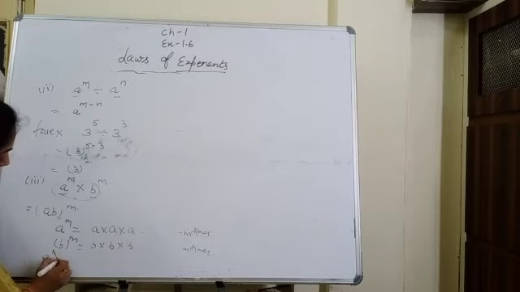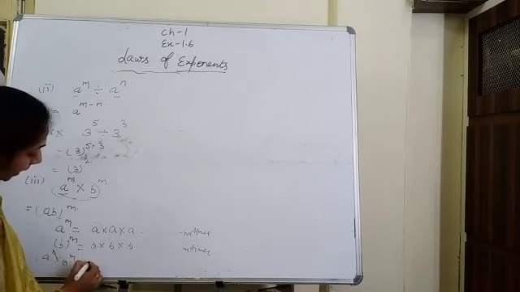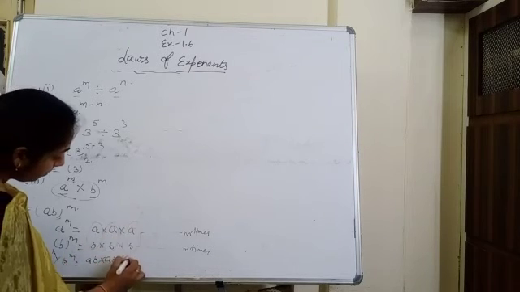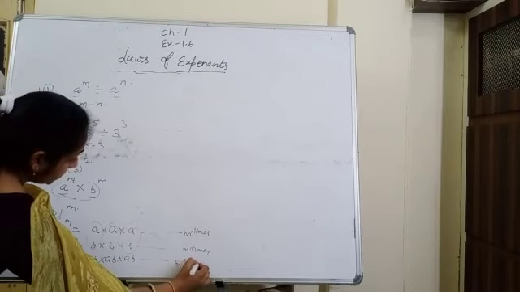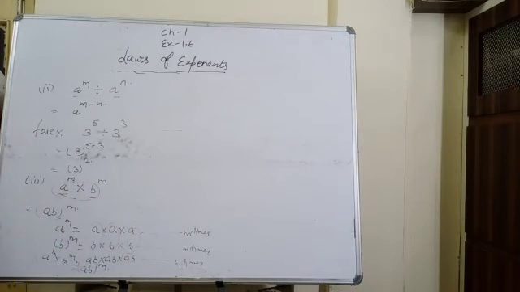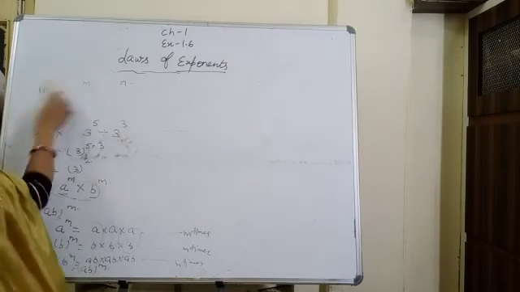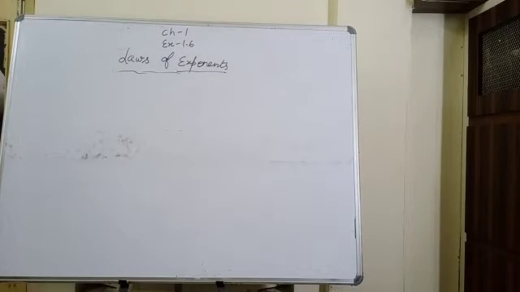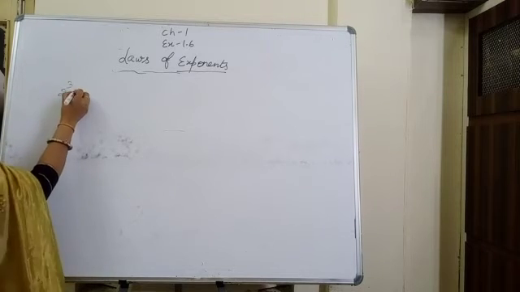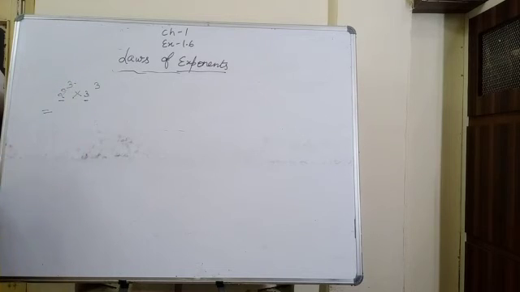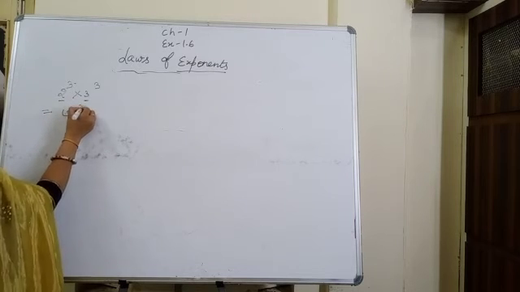a raised to power m multiply b raised to power m, here ab multiply ab up to so on m times. In short, we can write ab raised to power m. Okay. Example for third law, 2 raised to power 3 into 3 raised to power 3. So here base is different, power is same. We will multiply both the bases. 3 2s are 6, it is 6 raised to power 3.